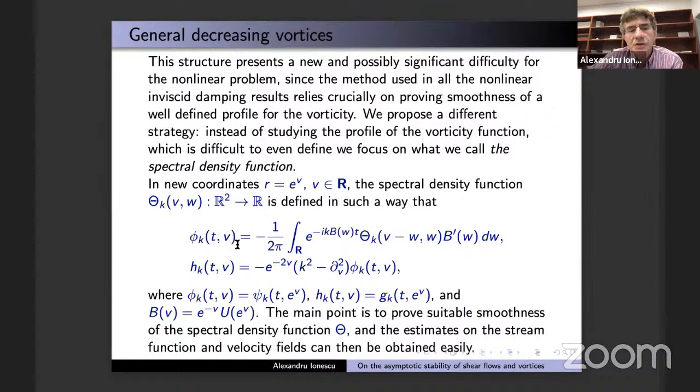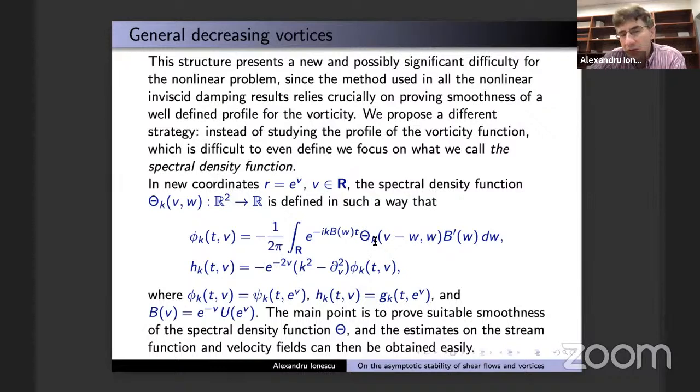So the stream function itself can be written as e to the minus ik. Now this capital B, these are explicit functions that depend on the original vortex. And the main object is the spectral density function theta k. So we basically write the stream function in terms of this function theta k. Once we know theta k, we would know everything else. So theta k becomes the object that we study.